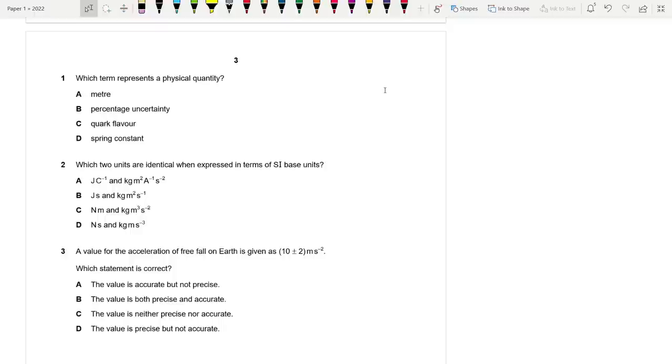But spring constant K is in fact a physical quantity because it can have a value. You know that F is equal to KX, so K is equal to F by X. So it is a physical quantity because it has a value as well as a unit, which is a Newton per meter. So yeah, we're going to go with D.